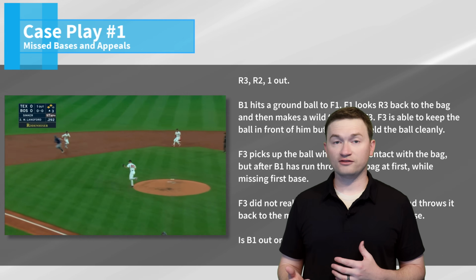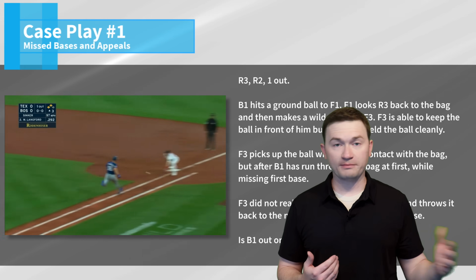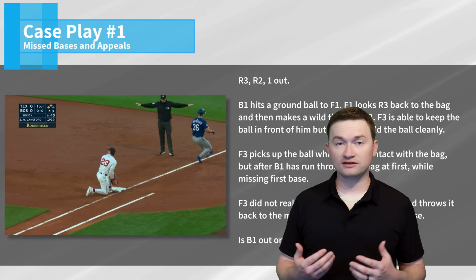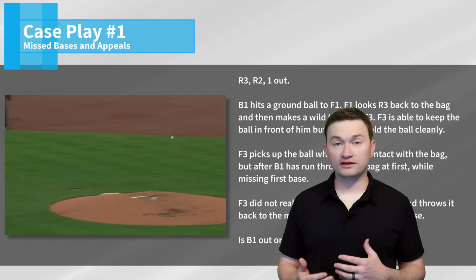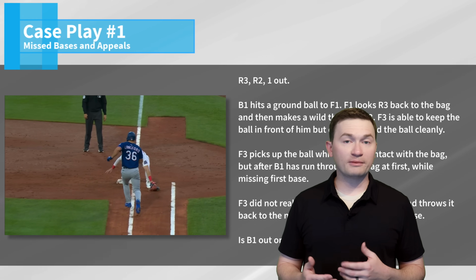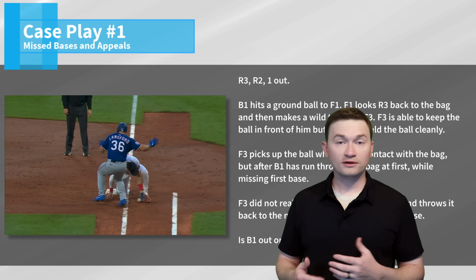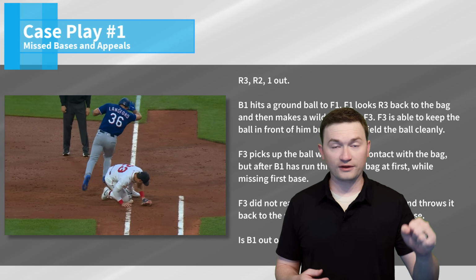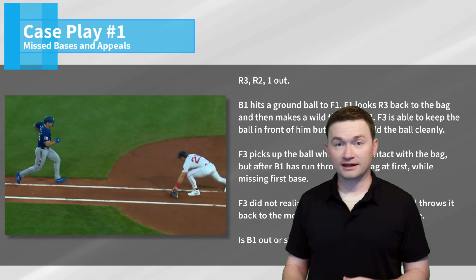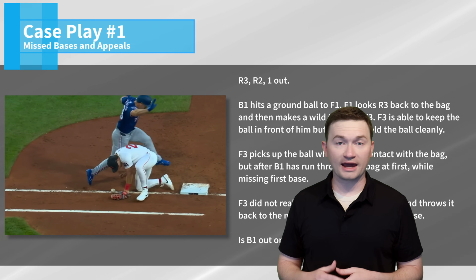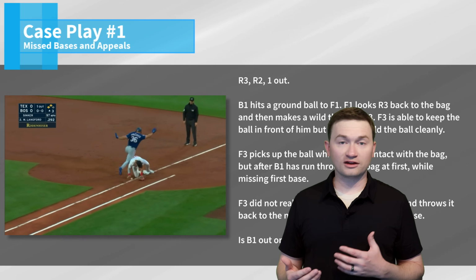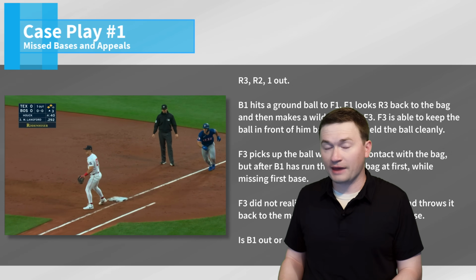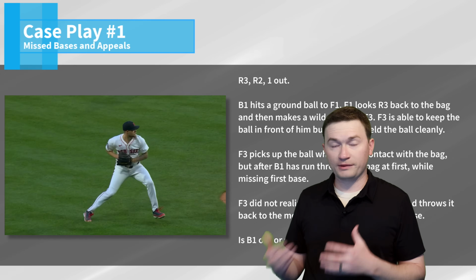The batter runner is safe because they've already advanced beyond the bag by the time the fielder gains control of the ball while in contact with the bag. Now, the defense could make an appeal, but remember, an appeal can't be accidental. So he would either have to go tag the fielder or step on the bag and say to the umpire, he missed the bag, something that makes it an obvious appeal. But accidentally getting control of the ball while in contact with the bag does not constitute an appeal.